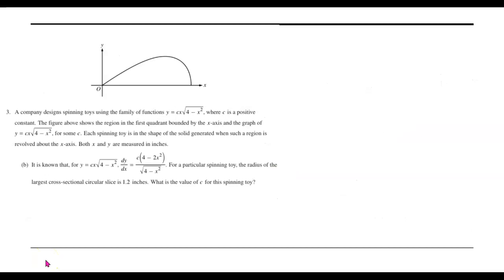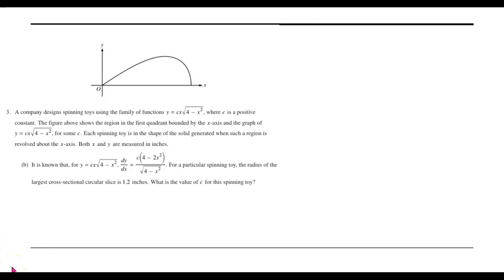All right, if we look at part B of this question, it says, it is known that for y equals cx times the square root of 4 minus x squared, dy over dx is equal to, and they give us that equation. So for a particular spinning toy, the radius of the largest cross-sectional circular slice is 1.2 inches. What is the value of c for this spinning toy?